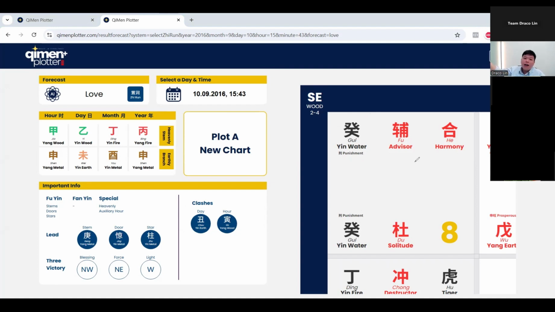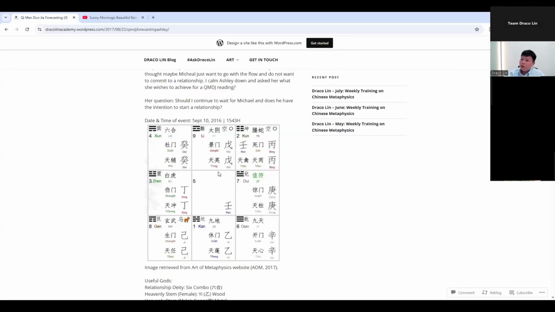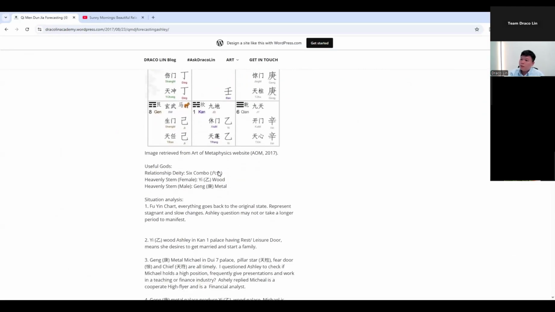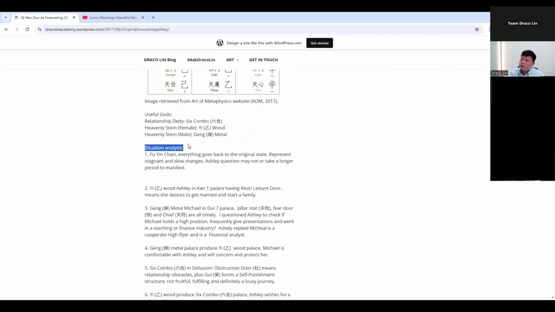So at that point of time, because we don't have the back end machinery, we don't know that this solitude is actually red. Let me bring you back to what I wrote. I also made my mistakes. I'm not afraid to share what I've done wrongly in the past because I don't have this system. So at that point of time when I wrote this, I said the situational analysis is a full chart, so everything goes back to the original stage, represents stagnant and slow changes, which is true. I didn't say it wrongly. The question may take a longer period to manifest, which is also true.